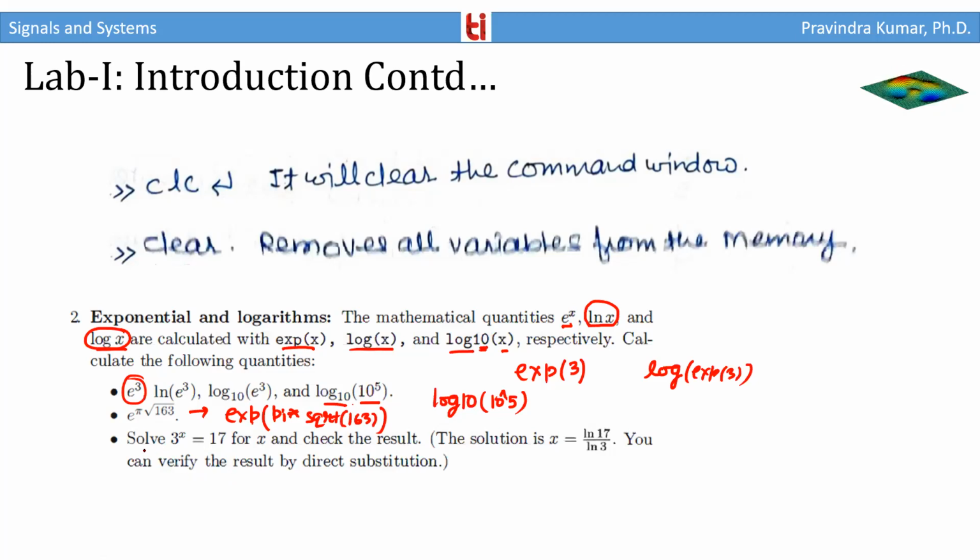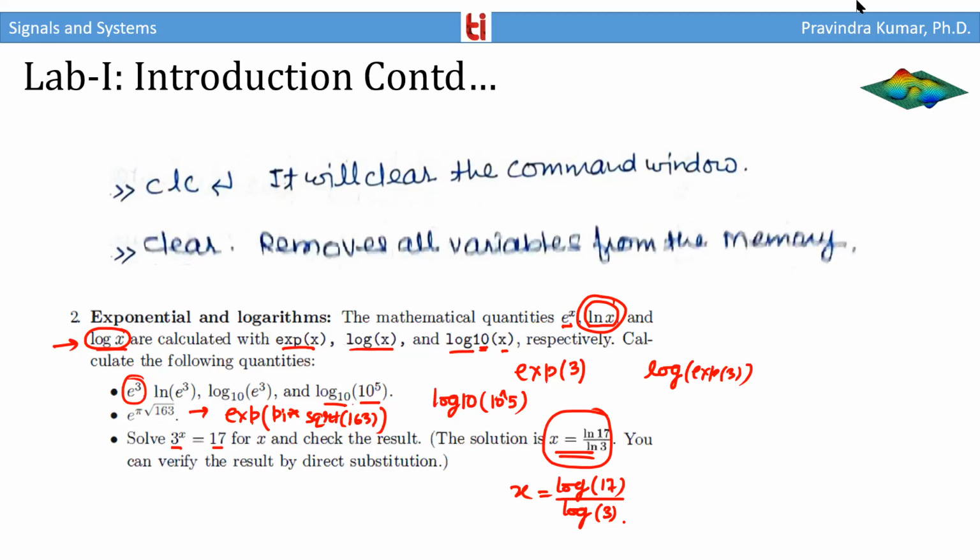And also for this, 3 to the power x is equal to 17 for x, and the solution is x is equal to log 17 by log 3. So this basic task you can write here. This is x, it will be log 17, because natural log, you can write this as simply log 17 divided by log 3. So you can find out the value using these commands.